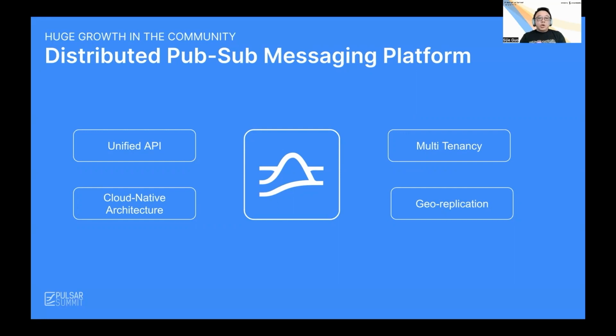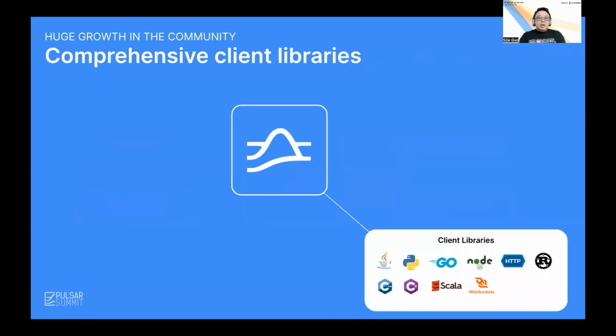This differentiator attracted many different developers worldwide as it solved a lot of pain points when they used previous generation technologies. With more and more developers starting to use Pulsar, they built different language clients for Pulsar, so people can use their own favorite language to write their own application using Pulsar.